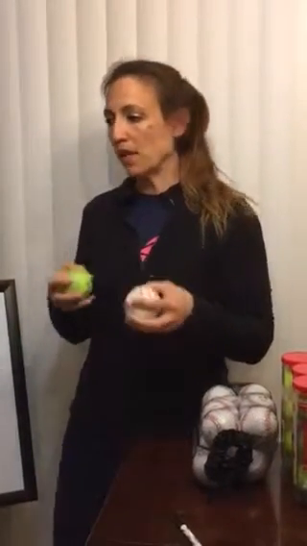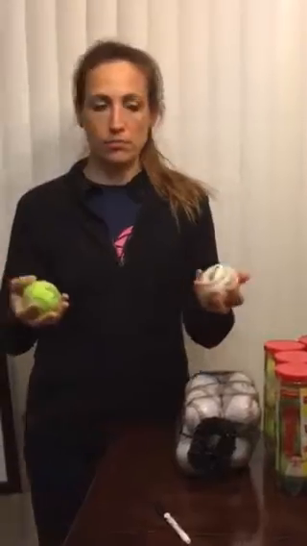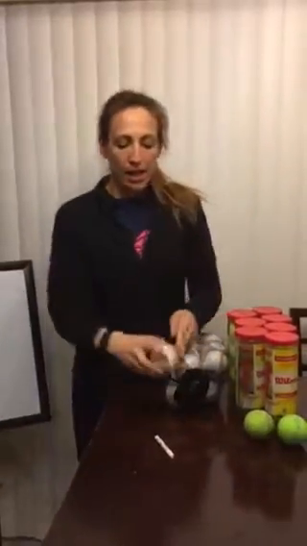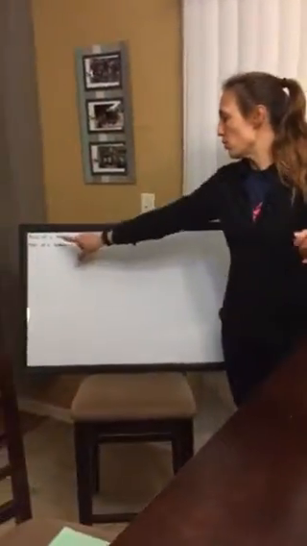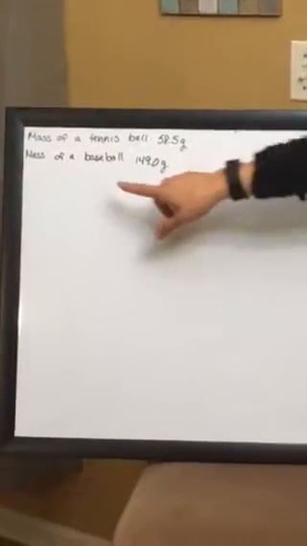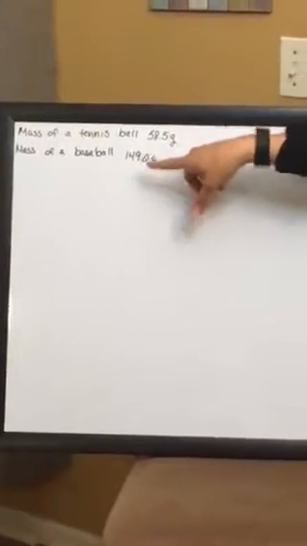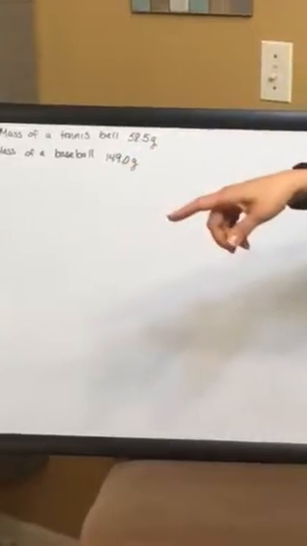So we're going to use these as an example of isotopes, and we're going to calculate the average atomic mass of our element ball. Average atomic mass is based on the mass of each of the atoms. The mass of a tennis ball is 58.5 grams, and the mass of a baseball is 149.0 grams.